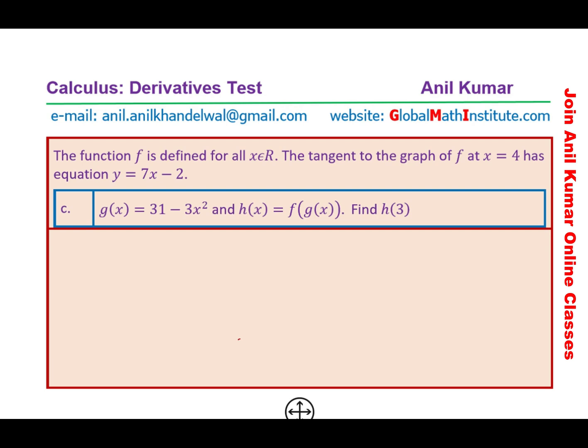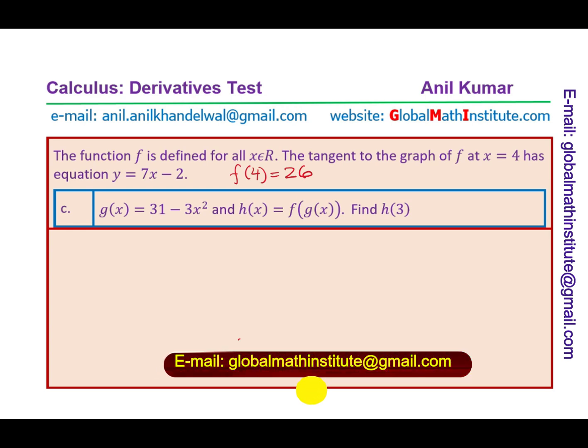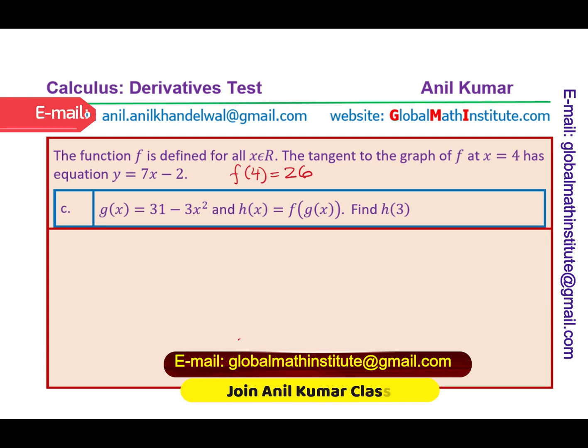So f of 4 is 26, correct? The function f is defined, and the tangent is as given. Now we are defining a new function, g of x. g of x is equal to 31 minus 3x squared. And then h of x is a composite function, f of g of x. We need to find h of 3.